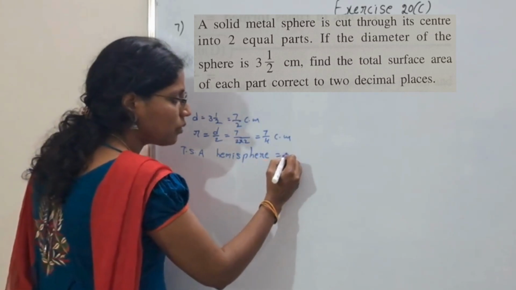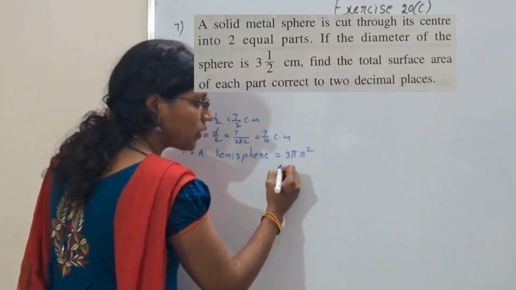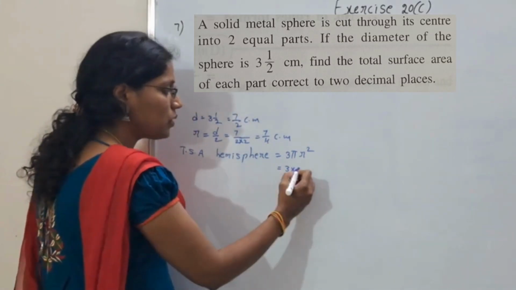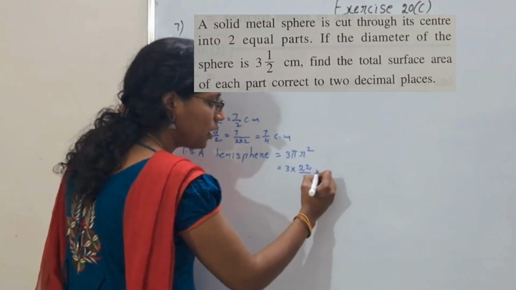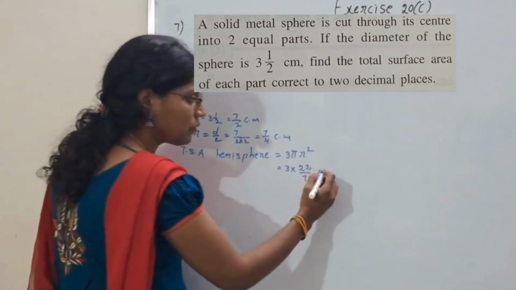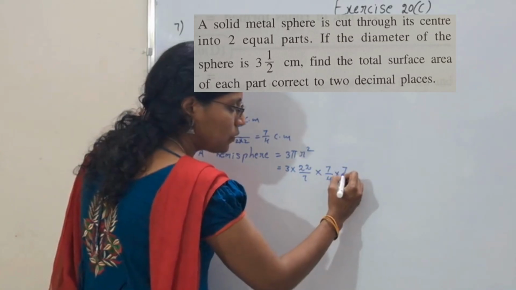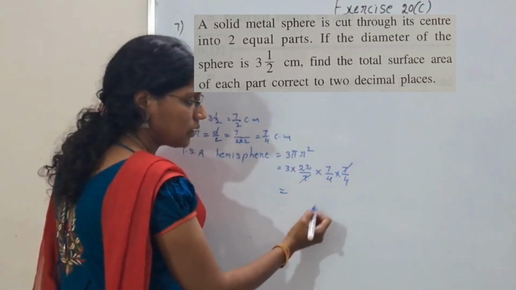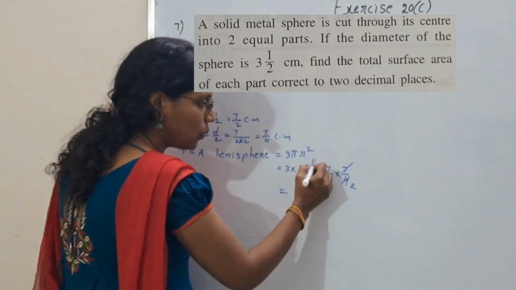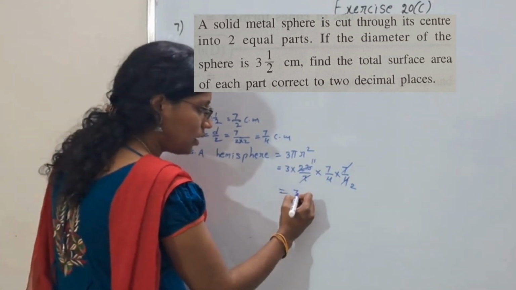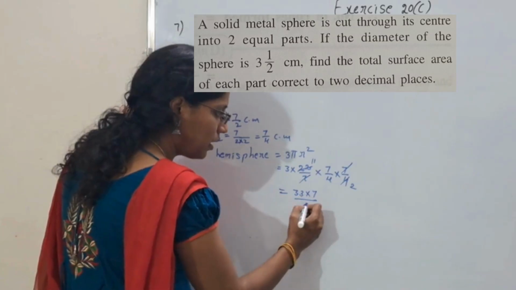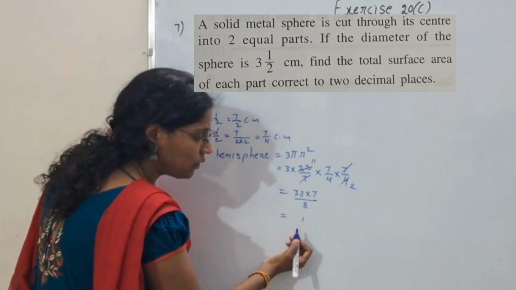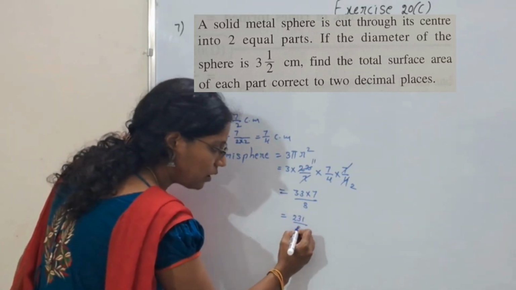Hemisphere. What is the formula? 3 pi r square. Introduction time already I explained. 3 into pi value is 22 by 7 into r value is 7 by 4, 7 by 4 into 7 by 4 because r square. Here 7 cancel. Here 2 twos are 2, 11 ones are 11. Here 33 into 7 by 8. Here 7 threes are 21. 231 by 8.